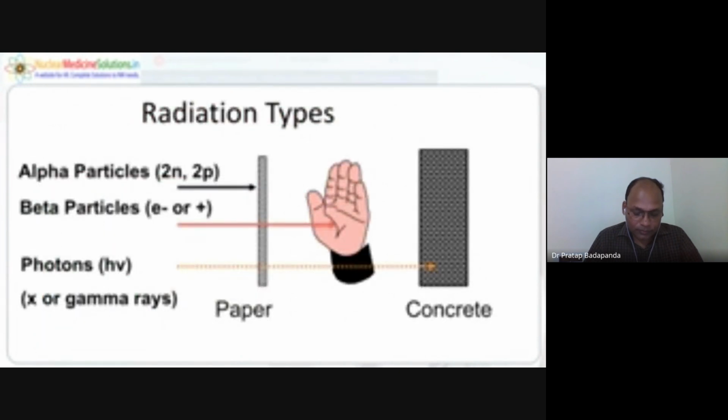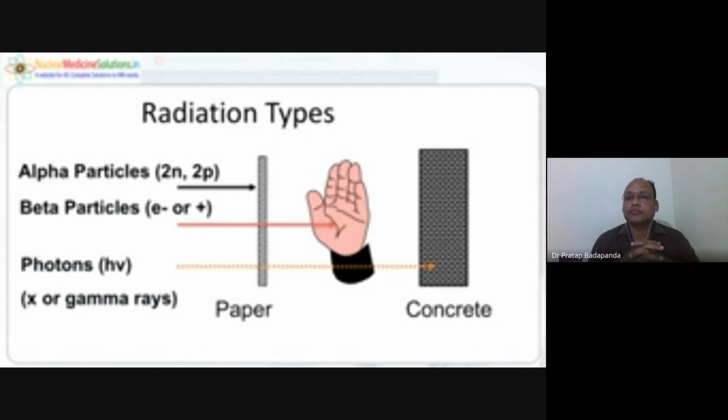Now there are different types, as we talk about alpha, beta particle and gamma. This picture clearly shows that whenever an alpha particle comes out, 2 neutrons and 2 protons come out. A beta particle is either an electron or a positron. And gamma is nothing but photons. It is always called X-rays, gamma rays.